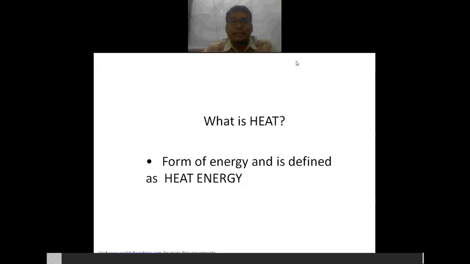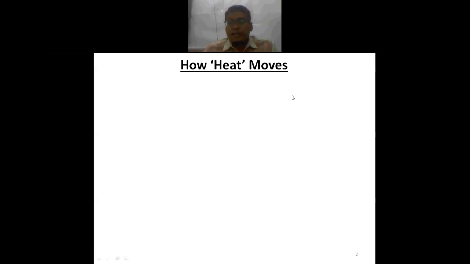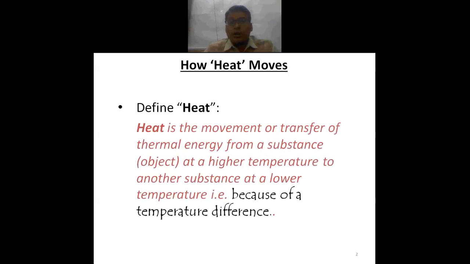When we talk about our household purposes, that is related to the different household equipment. Now for that purpose, basically what is heat? Heat is nothing but a form of energy, and it moves with the transfer of thermal energy from a substance at a higher temperature to another substance at a lower temperature. That is what a gradient is. Because of temperature difference, the heat transfer takes place.